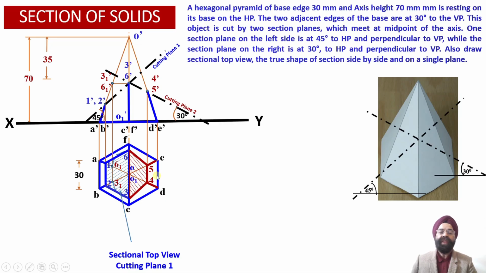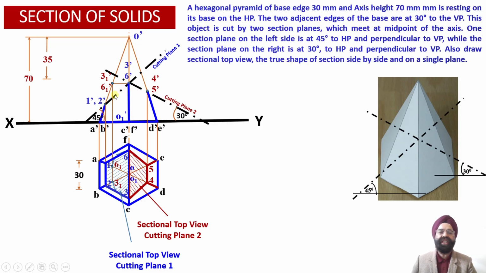So this way we are able to obtain the sectional top view projection corresponding to the cutting plane 1, marked with blue color, and the sectional top view projection corresponding to the cutting plane 2, marked with red color. Both of these are the apparent shape projections of the 2 cut sections cut by cutting plane 1 and cutting plane number 2 respectively. Now we are required to obtain the true shape of the 2 cut sections.